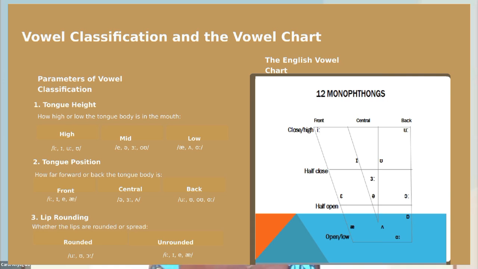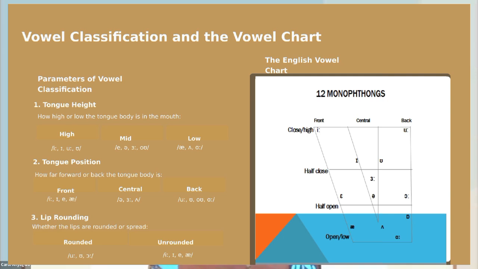The second parameter is the tongue position or tongue advancement, which pays attention this time around not to the height of the tongue, but to the part of the tongue that is raised at the point of producing a vowel. So when it is the front of the tongue that you use, it is a front vowel. All the examples I gave under tongue height are actually front vowels. You can see my tongue when I produce them.